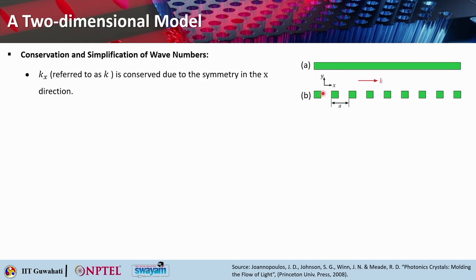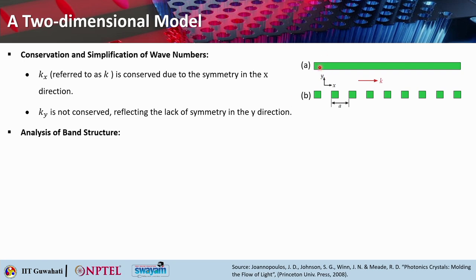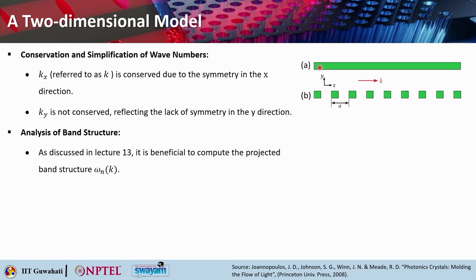Here, as the periodicity is along X, you can say Kx is conserved due to the symmetry in the X direction. Ky is not conserved. The reason is that it reflects the lack of symmetry along the Y direction. When you want to analyze the band structure, as discussed in lecture 13, it is beneficial to compute the projected band structure, that is omega n as a function of k. So, it is basically the omega-k relationship, that is the dispersion relation.